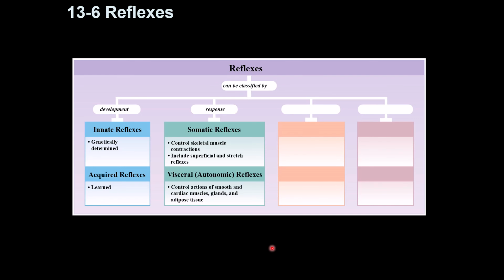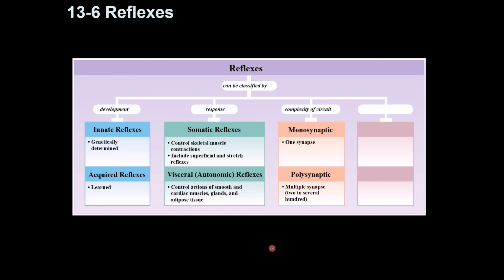Then it is based on the type of response. One is the somatic one. This is the conscious one, so the skin and the skeletal muscle are involved there. And the visceral ones are subconscious, so changes in the heart rate, and the secretions of the glands, respiratory rate, and blood pressure. All those things are related to the visceral reflexes.